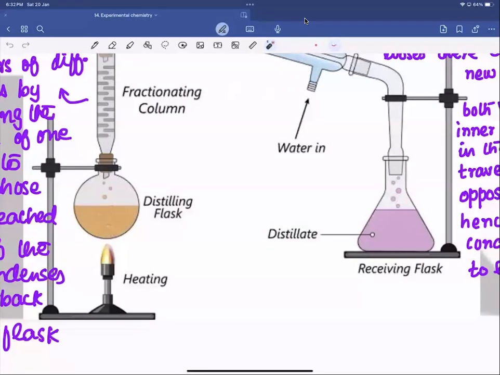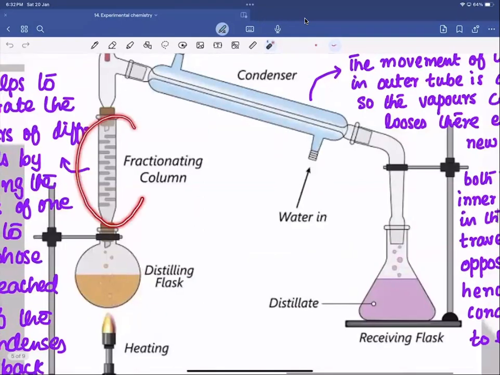So it means if we have a mixture of liquids over here, and when we heat it, what will happen? All the liquid molecules will evaporate, right? So how then will separation occur? For that purpose we put the fractionating column over here. What will happen? For example, let's suppose in this solution there is ethanol and there is water.